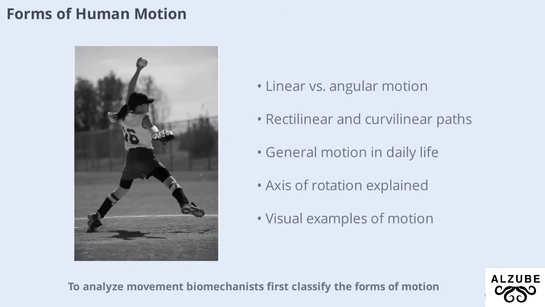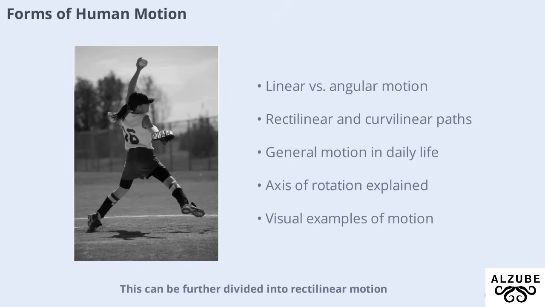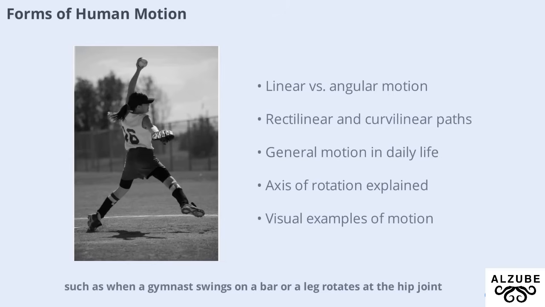Analyze movement. Biomechanists first classify the forms of motion. Linear motion, also called translation, occurs when all parts of the body move in the same direction at the same speed. This can be further divided into rectilinear motion, which is movement along a straight line, and curvilinear motion, which follows a curved path. On the other hand, angular motion involves rotation around an imaginary axis, such as when a gymnast swings on a bar or a leg rotates at the hip joint.